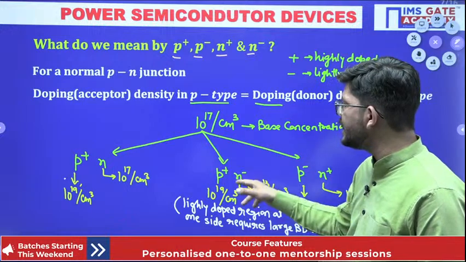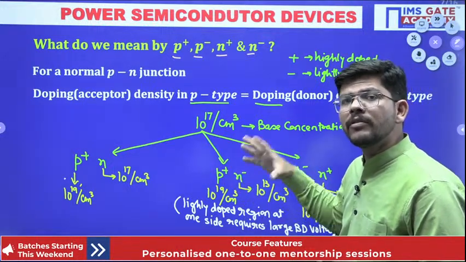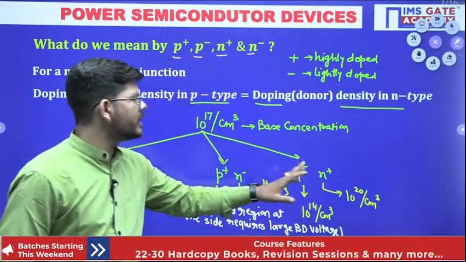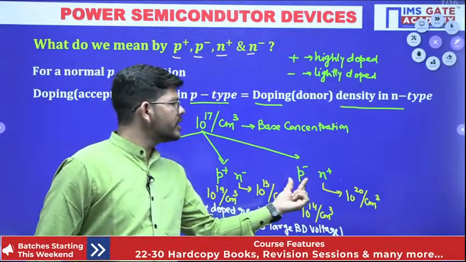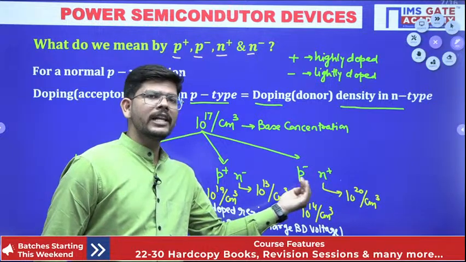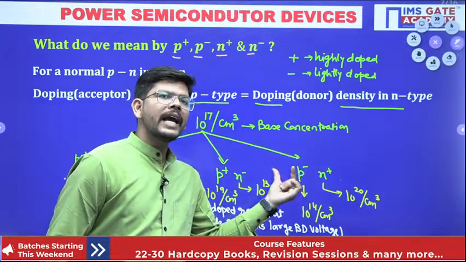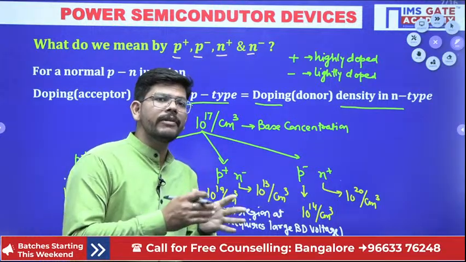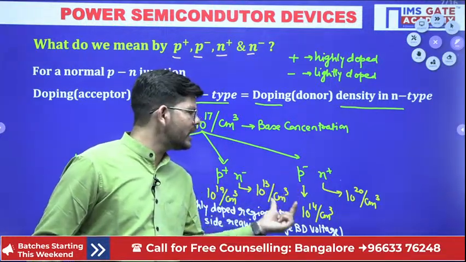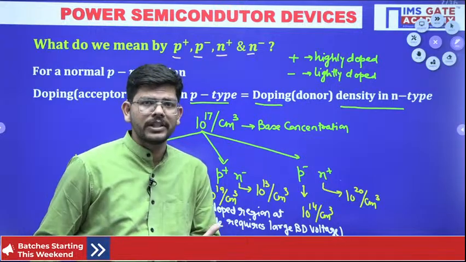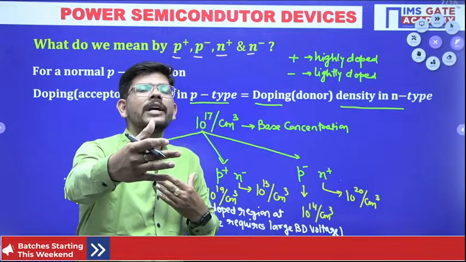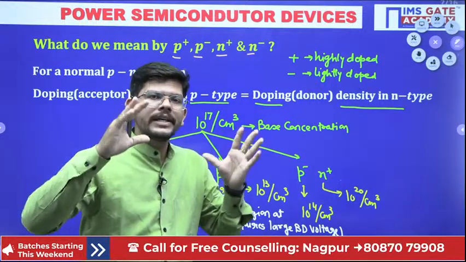So ultimately it increases its voltage handling capability. Similarly, if we have a P minus N plus region, again you can see there is a lightly doped region at the left side. So again the voltage at which this junction will break down will be very large. So if we have a lightly doped region at one side of the junction, it increases the voltage handling capacity of that particular device. Is that clear?